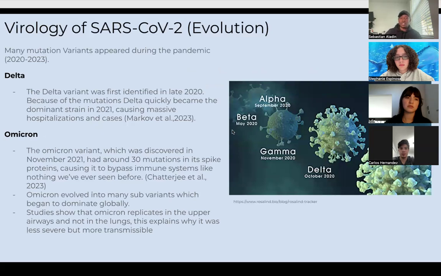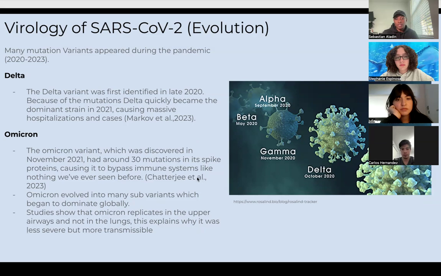So now, here's the evolution of COVID-19 throughout the pandemic, because of the many variants that I mentioned in the last slide, but more notably Delta and Omicron. Delta was first identified in 2020, and because of its mutations, Delta became a dominant strain in 2021, causing massive hospitalizations and an increased number of cases. Omicron, which was discovered in late 2021, had around 30 mutations in the spike proteins. This caused it to bypass your immune system like nothing we've ever seen before.